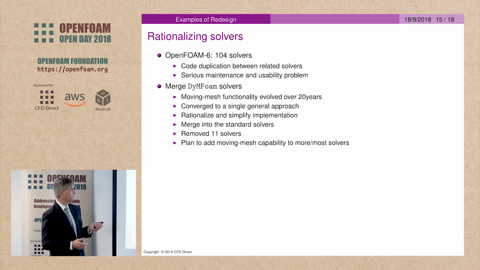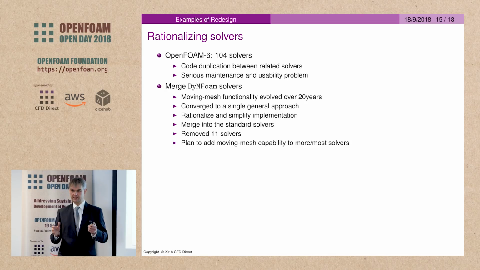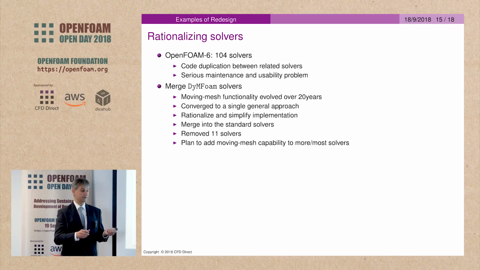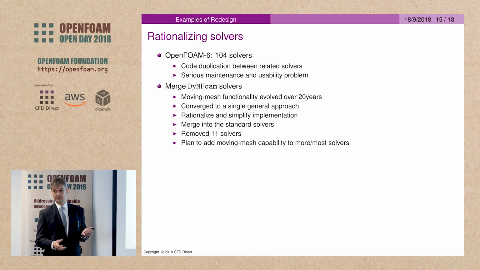But the thing with moving mesh capabilities, it's taken us a long time. We've been evolving it over a number of years. But we have now converged on a single general approach that is efficient, effective, and will handle any form of motion. And so we don't envisage changing it again. So now it's time to rationalize that implementation and merge it into the standard solvers so we can remove the current 11 dynamic mesh solvers. And that now gives us a structure where we can easily add that moving mesh capability to any additional solvers with only a modest maintenance overhead. This is a very practical proposition, and it actually didn't take that long.